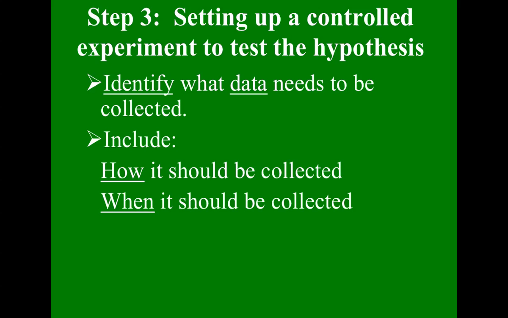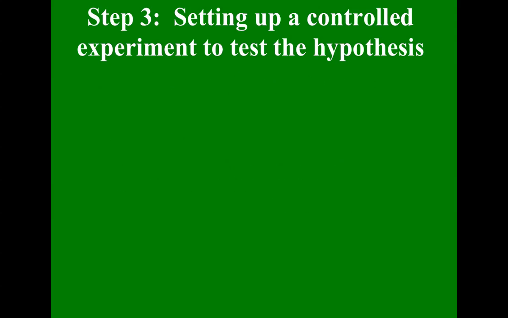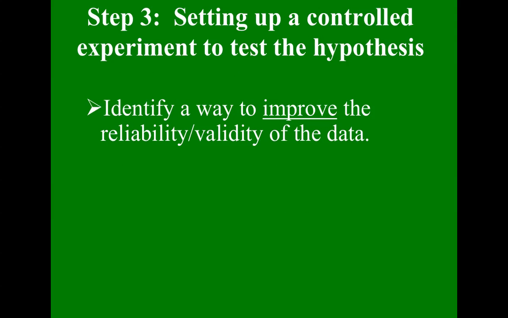Lastly, with this step, you need to identify a way to improve how reliable or valid that data is. An easy way to do that is to run it again or repeat it X number of times, or to increase the number of experimental subjects that are going through the original test. For instance, if I'm running a test and I run it on 10 subjects, a way to improve my data would be to run it on 100 at once.